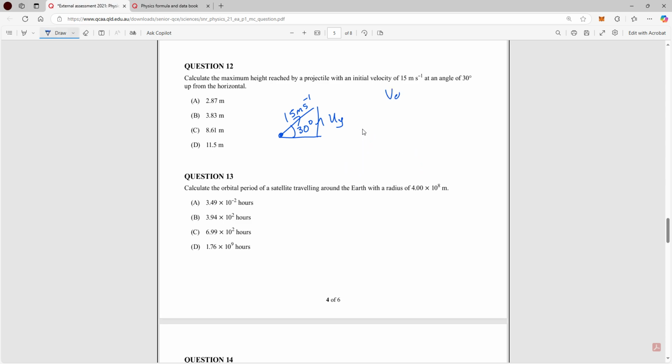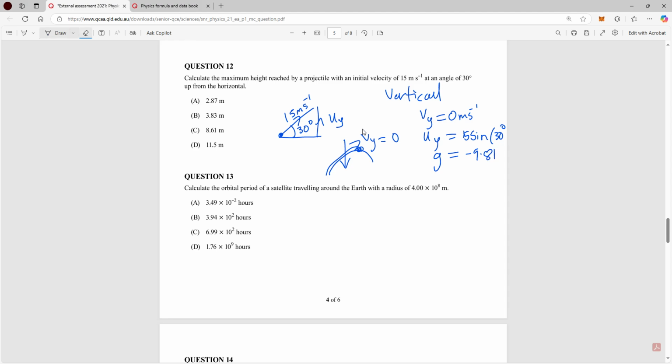So here, thinking about vertical, we only need three things. Now, when it hits the max height, the vertical velocity is equal to 0 because it's going to start to fall back down. So we know v of y is equal to 0 meters per second. This is what we can calculate here: u of y will be 15 sine of 30. And then, of course, we know acceleration on the way up is going to be against it, so it will be negative 9.8. Let's just go 9.8. Doesn't really matter in this case here.